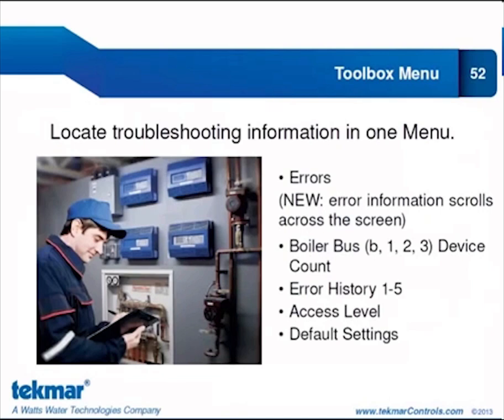It also stores the error history, so up to 5 items are stored in the error history. You can clear errors at any time from the history. The toolbox menu is also where you can change your access level, where you can reload factory default settings if you choose to. This is also where you can select the units for temperature, pressure, flow, and energy. Now this is a great start to troubleshooting, but how else can we troubleshoot our system?